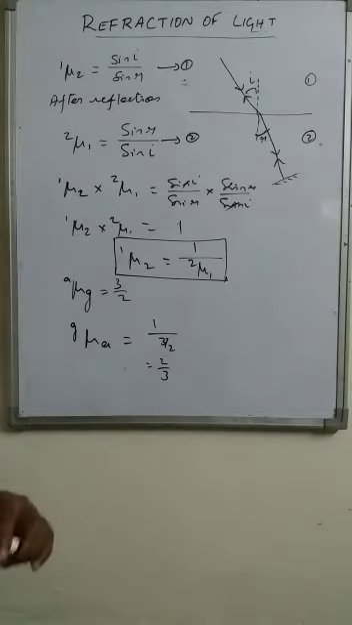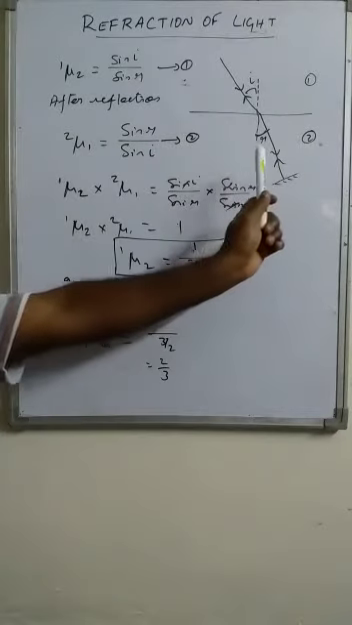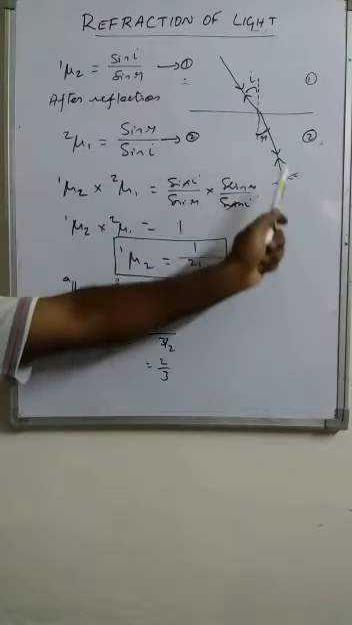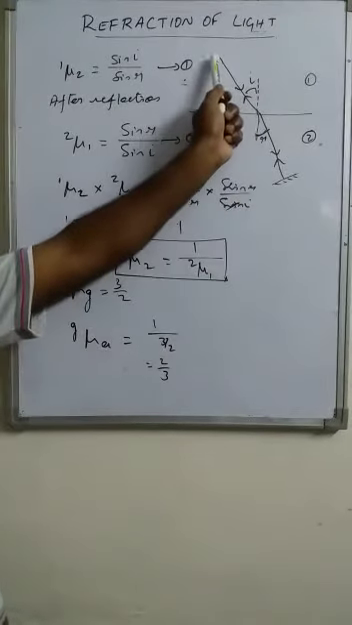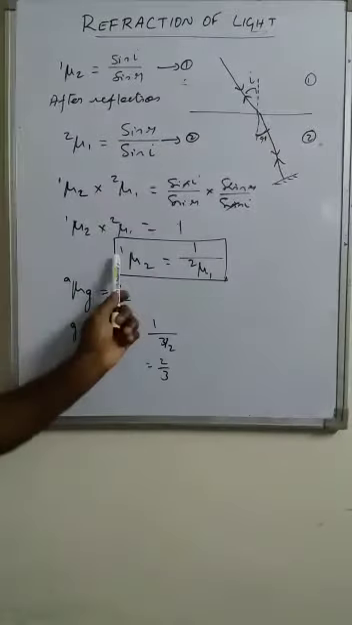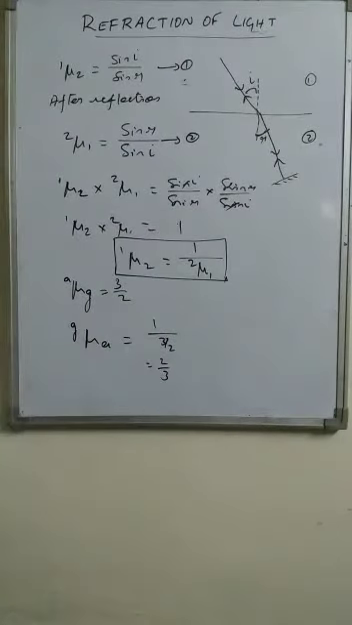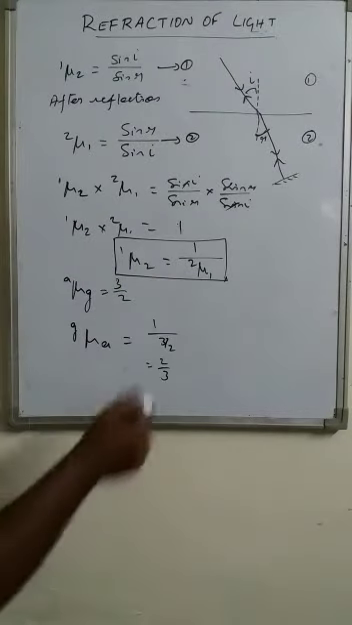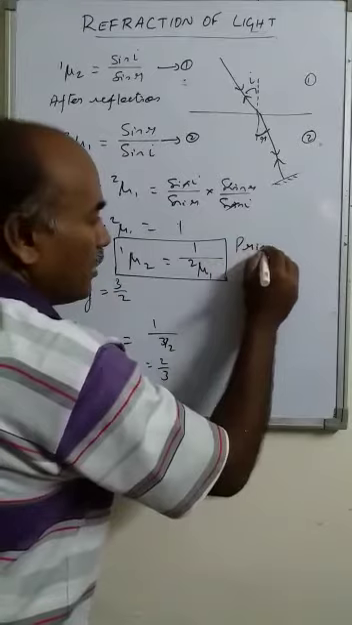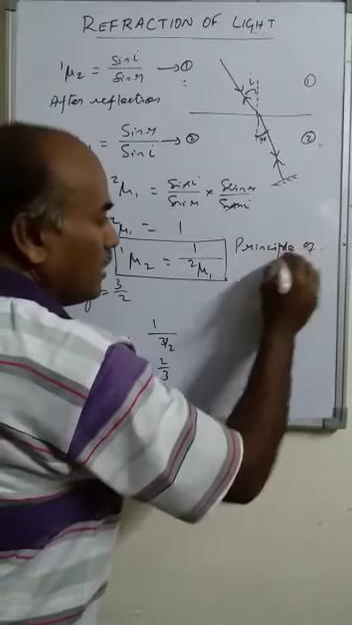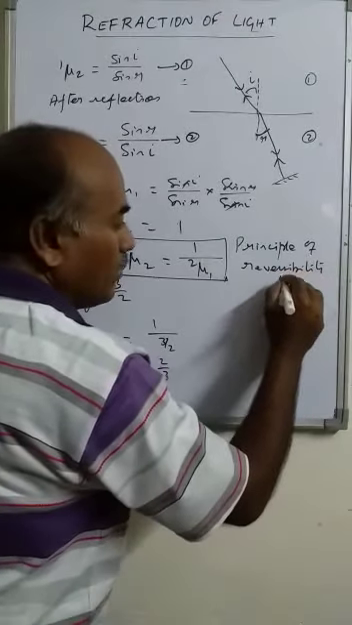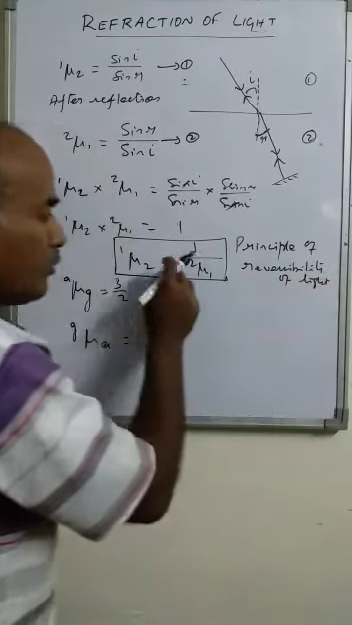The principle of reversibility of light means if a light ray suffers many refractions and at last retraces the same path, then the refractive indices are always reciprocal to each other for the given pair of media. That is the principle of reversibility of light. This relation is also for the principle of reversibility of light, in which we get this relation.